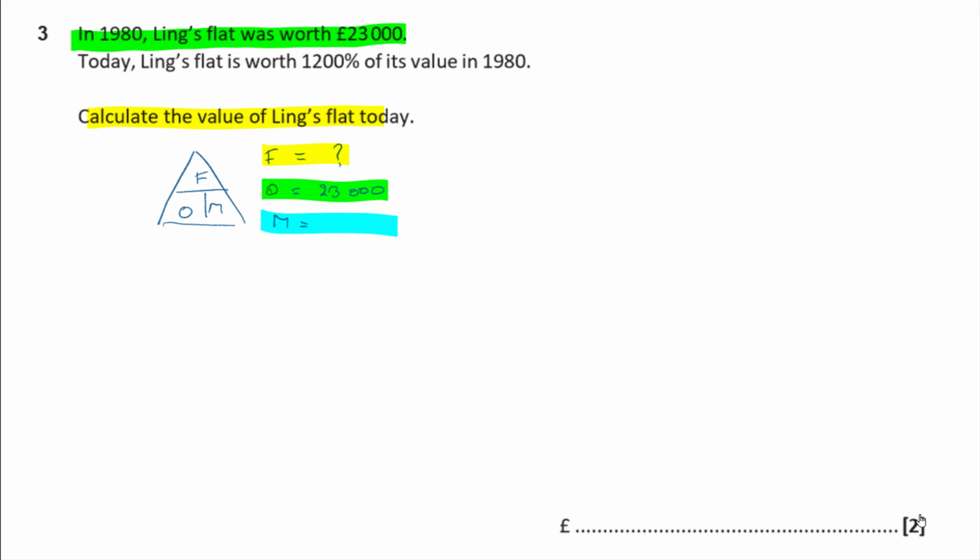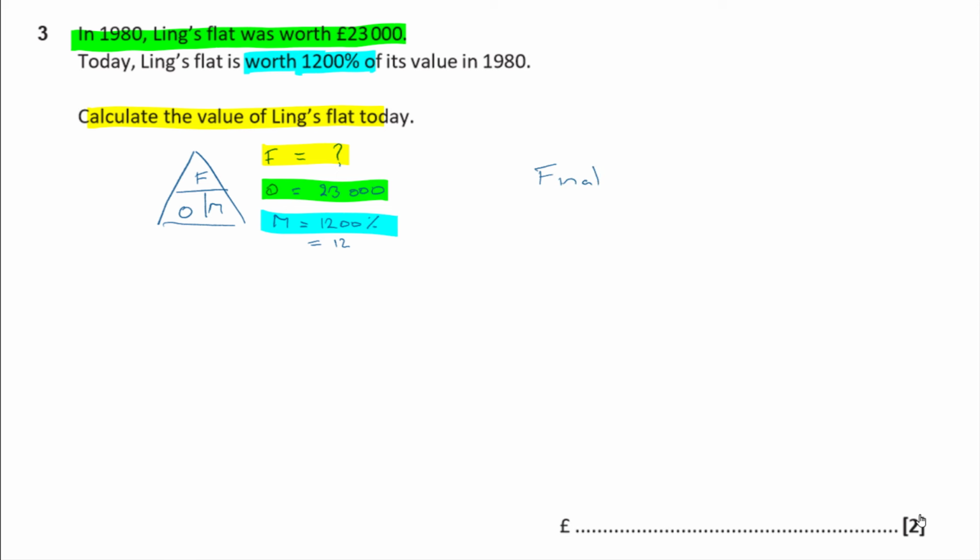Okay, so we're told it's worth 1,200% of its original value. So I think all we need to do is turn that into a decimal by dividing it by 100, isn't it? So what's 1,200% as a decimal? That's going to be 12, isn't it? 1,200 divided by 100 is 12. So the flat is worth 12 times as much as what it was before.